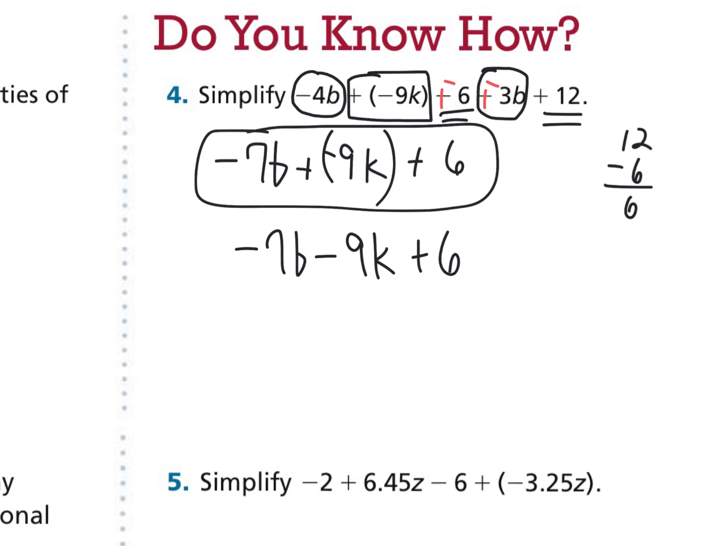When you get your final answer, just make sure that you don't have any like terms still that you forgot to combine together. We have a B term, we have a K term, and we have a constant, so we should be good.